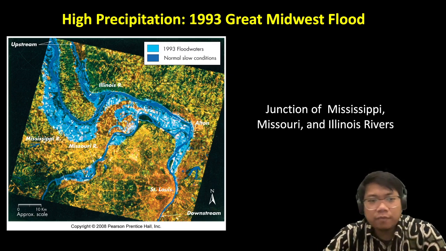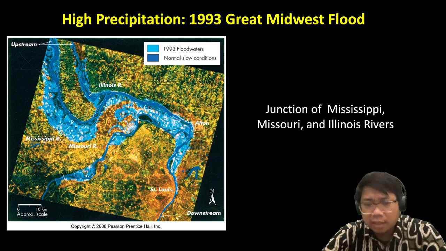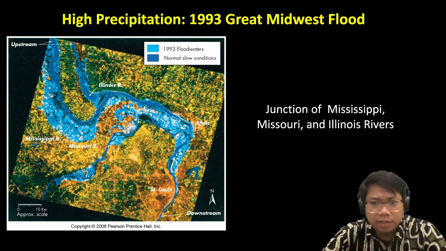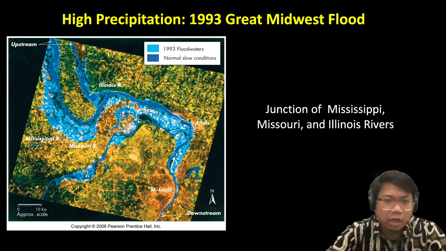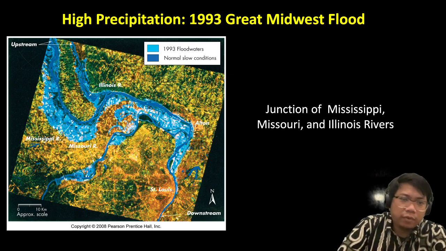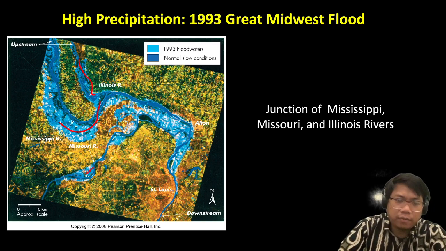For example, for high precipitation, this is the first factor. In 1993, we had a really good case study in the Great Midwest Flood. This is the junction of the Mississippi, Missouri, and Illinois Rivers. We have the Illinois River right here, the Mississippi River right here, and the Missouri River right there.